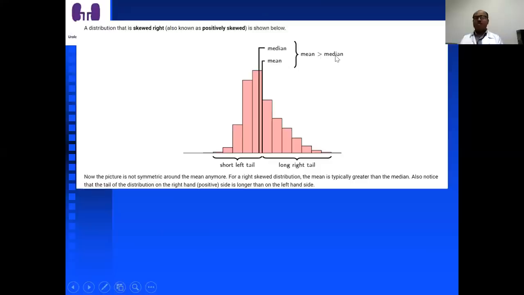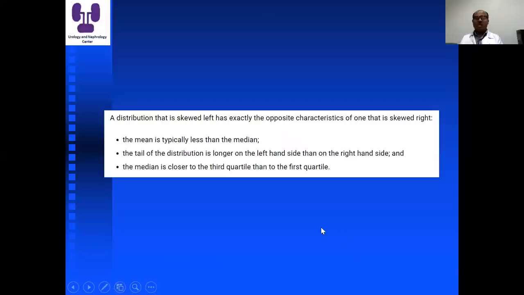When the mean is larger than the median and the right tail is longer than the left tail, the data are skewed to the right, or positively skewed. The opposite is the left one. So the mean is typically less than the median in left skewedness. A distribution that's skewed to the left has exactly the opposite characteristics. The mean is typically less than the median.